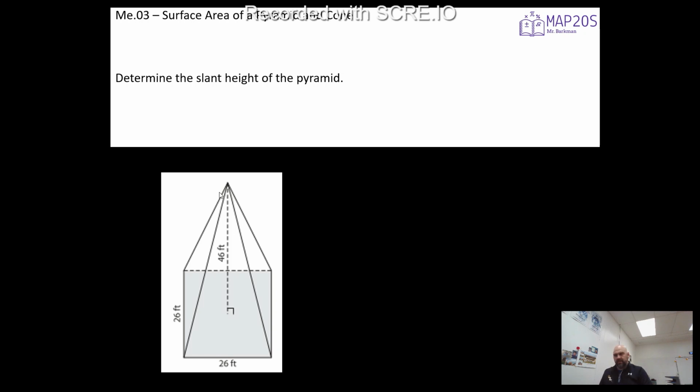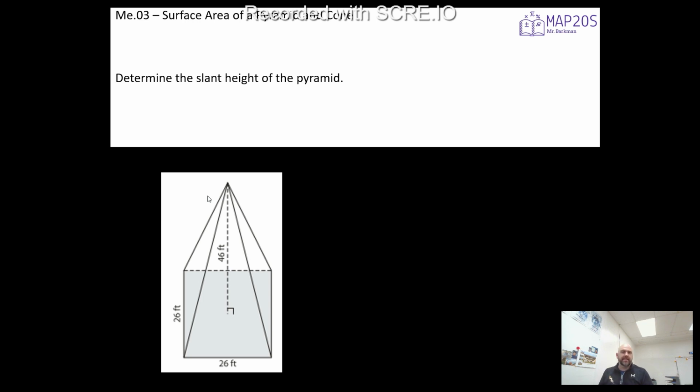All right, so we're going to take a look today at how we can find the slant height of a pyramid, and we're specifically going to look at a square-based pyramid. For the sake of this lesson, it works in every situation, but I'm going to focus on square-based pyramids for right now.